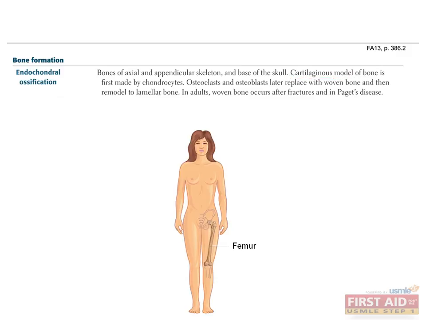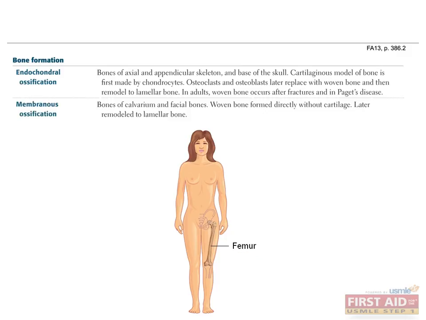This is the method of formation for all long bones in the body, including the femur. Extending the metaphor, it takes a lot of drafts to make a long essay, just like it takes a lot of formational steps to make long bones. The second process, membranous ossification, isn't entirely dissimilar. It's basically writing the first draft without the outline.